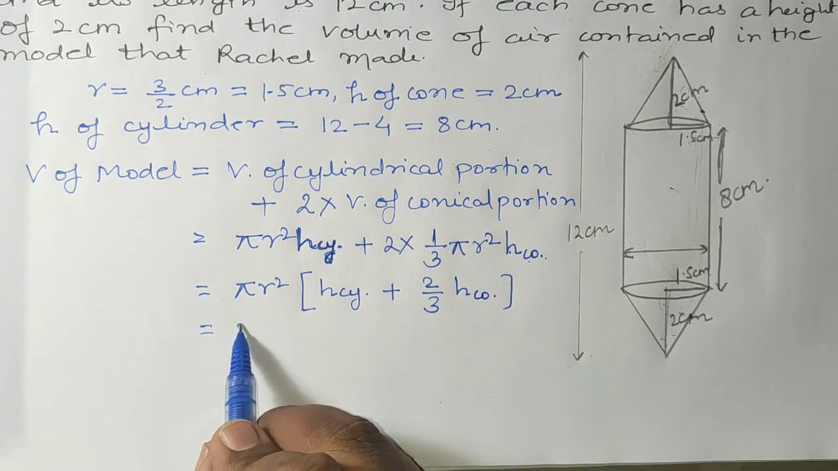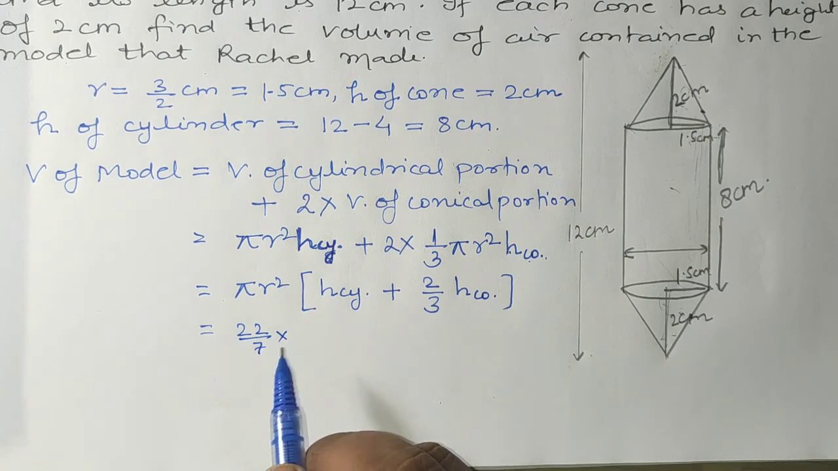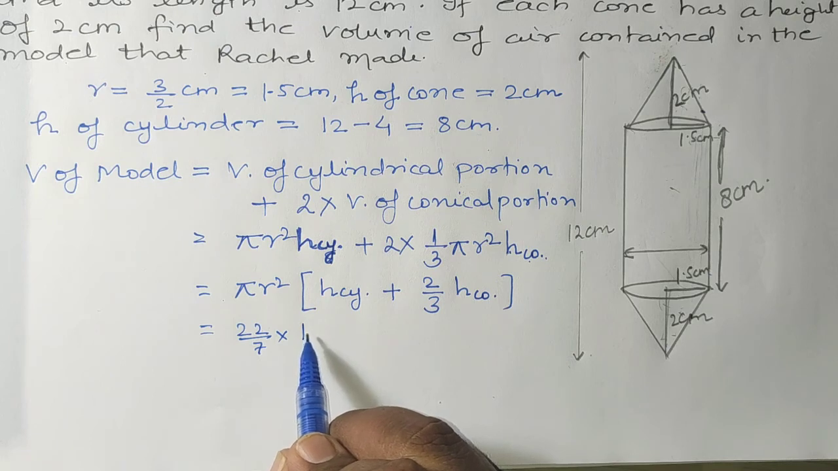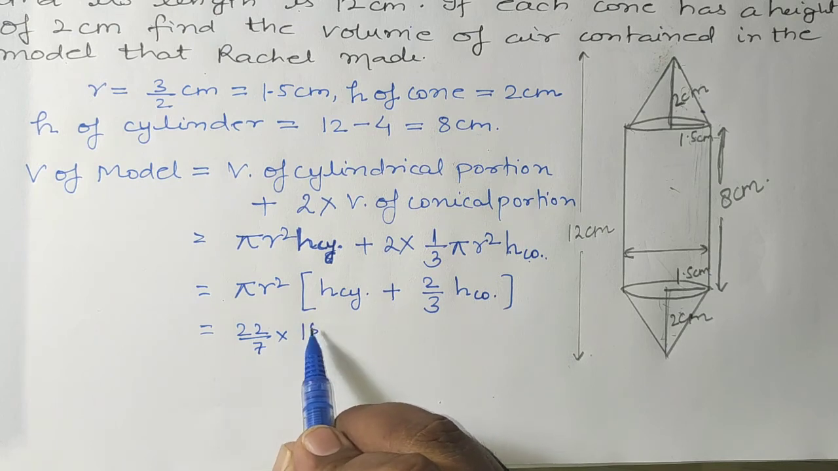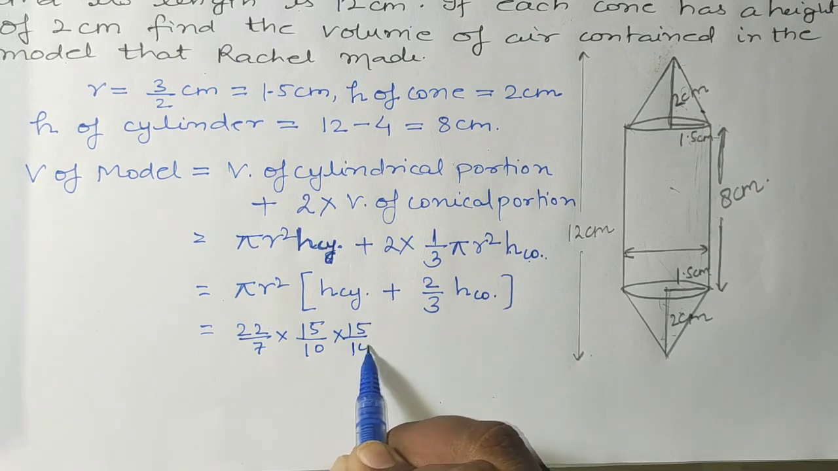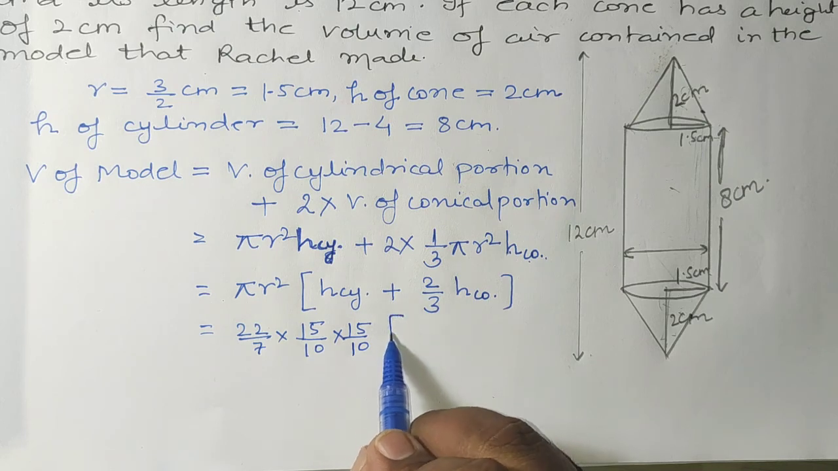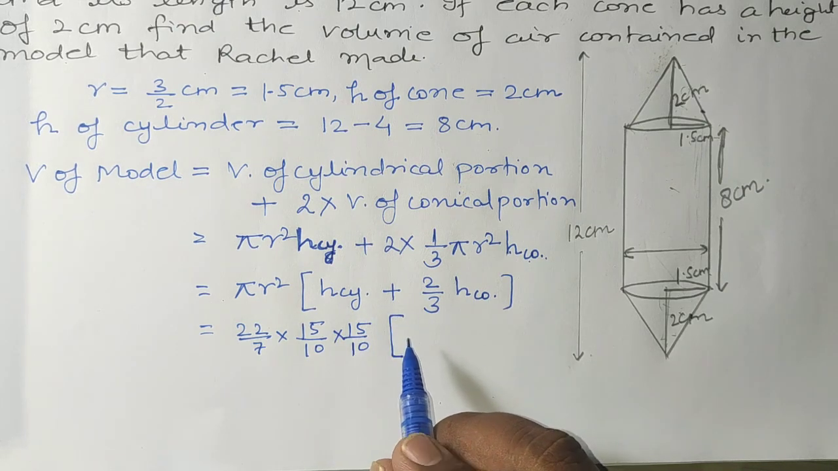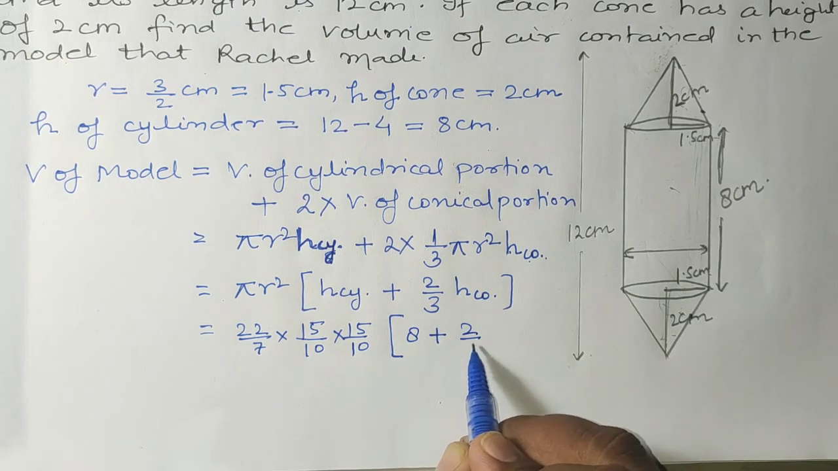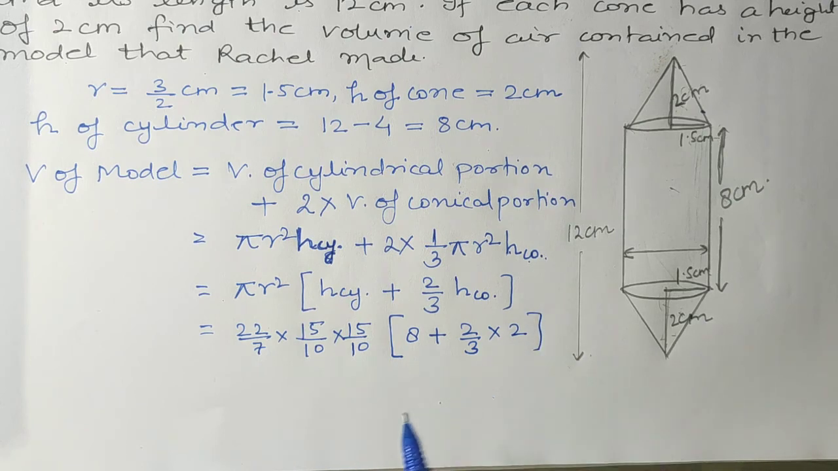Okay, just solve it. Pi is what? We know that pi is 22 by 7. R is what? R is 1.5, or you can say 15 upon 10. So r square will be 15 upon 10 into 15 upon 10. And after that height of cylinder is what? 8 centimeter plus 2 by 3 height of cone, that is 2.